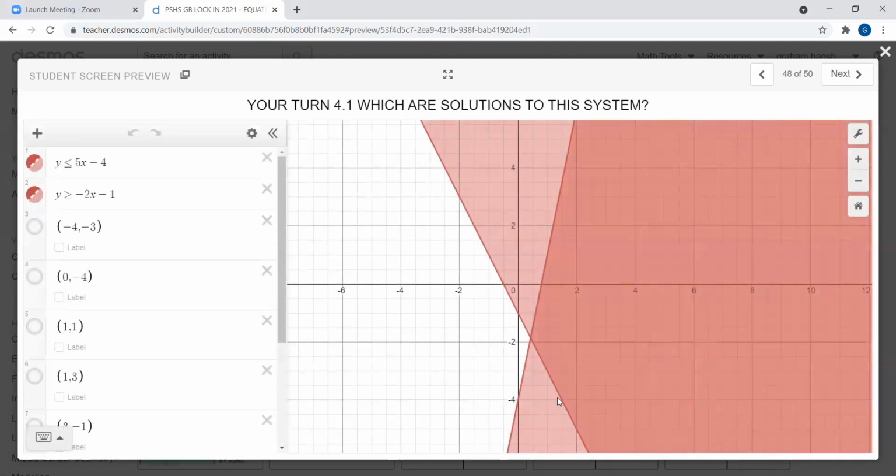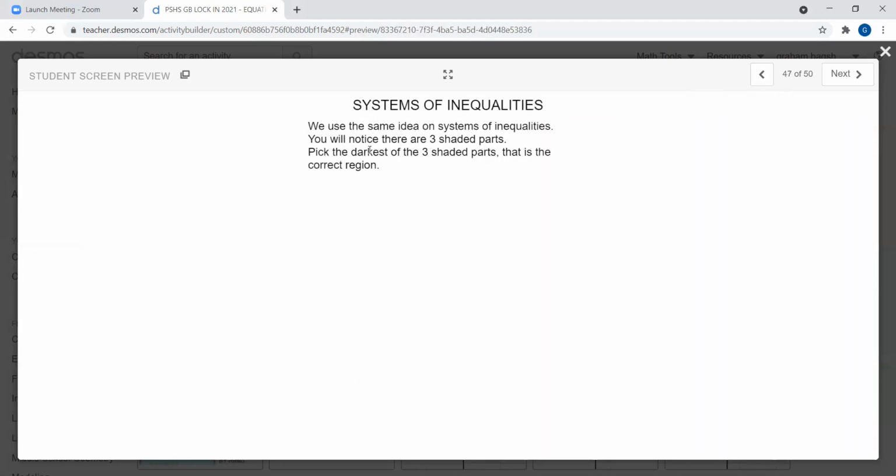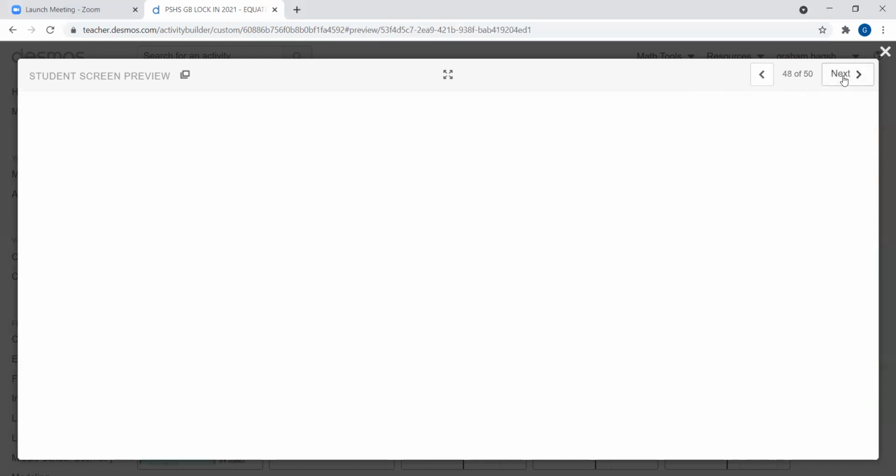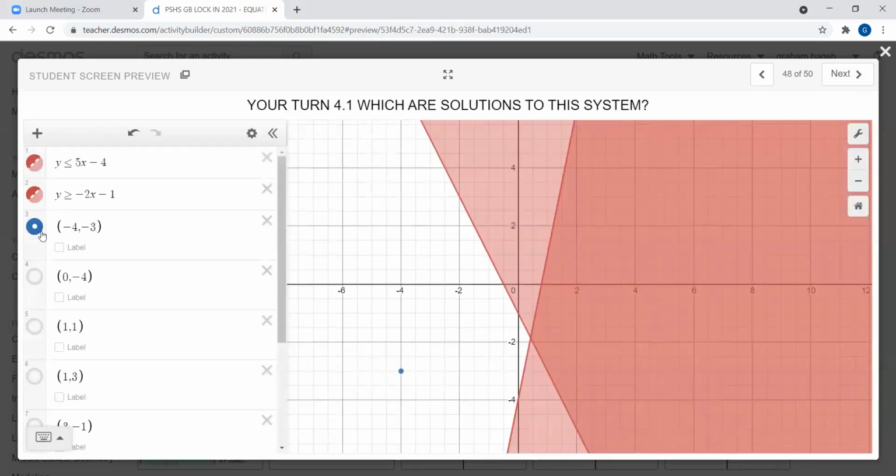As we get onto systems, you'll notice that there's 3 parts now. So we've got our 2 lines, 3 parts that are shaded. We're going to focus on the part that is the darkest part of the shading, which is what it read on here. And then we do our same thing. We just type in each coordinate. And that's not in the darkest shade. That's not in any shaded region at all. This is not in the darkest shaded region, so no.